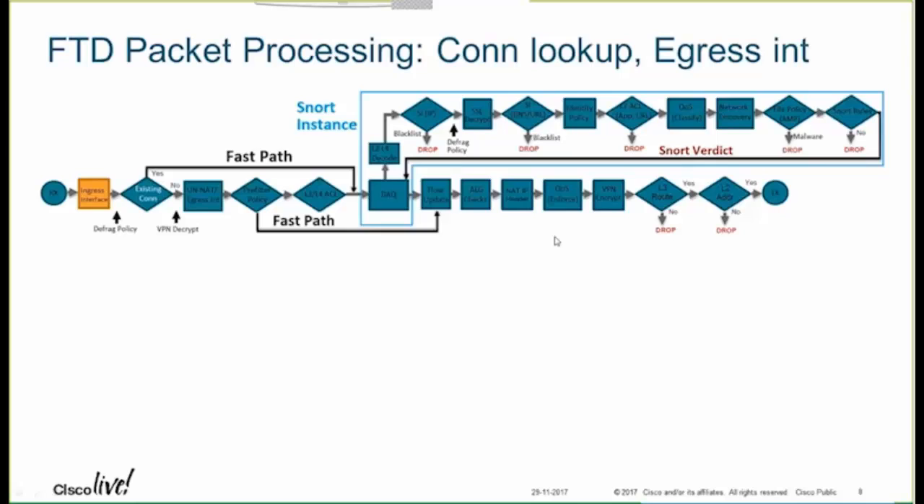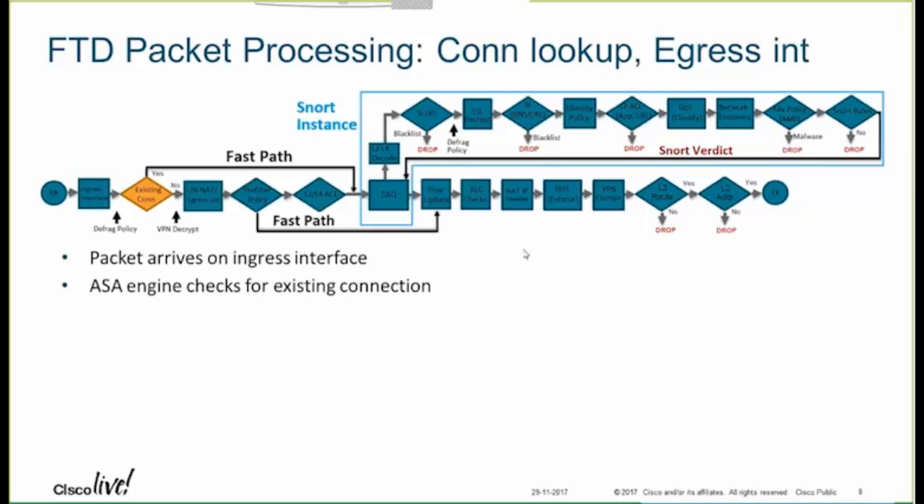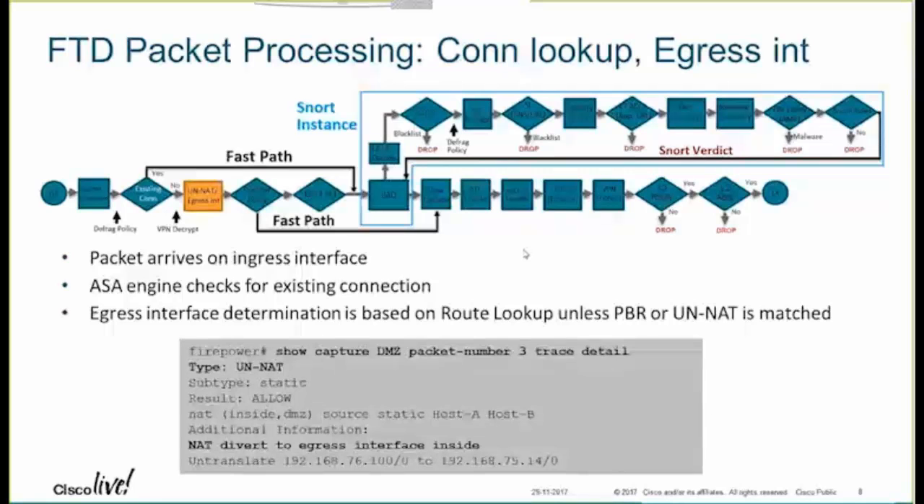So this is a brief summary of how the traffic flow would look. I will be going into a bit more detail on what is checked at each level. This is again explaining the same thing. The packet first arrives on the ingress interface. The ASA engine checks for the existing connection, and if the existing connection is not there, we then move on to unnat.